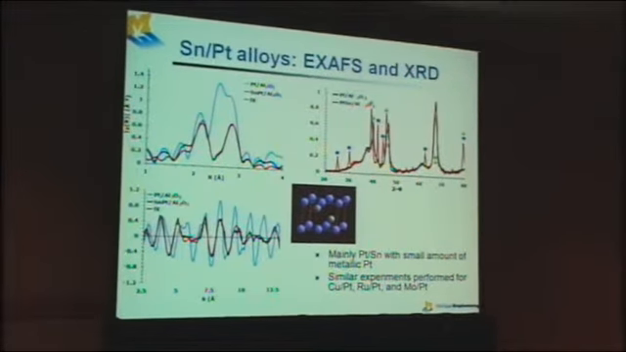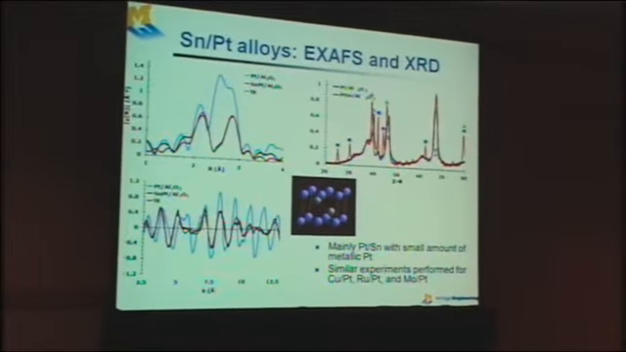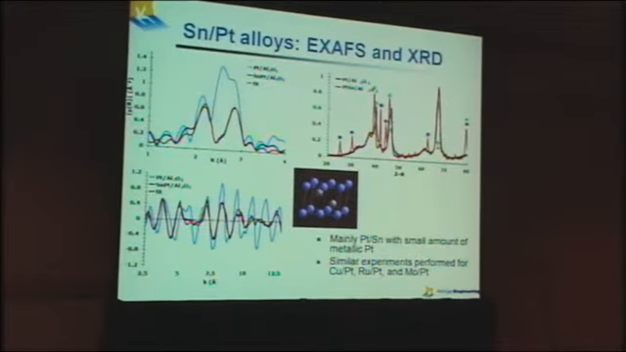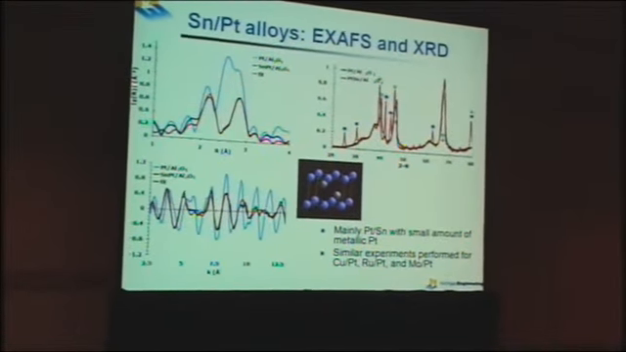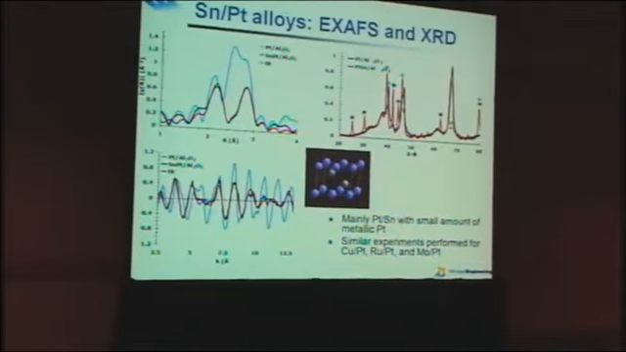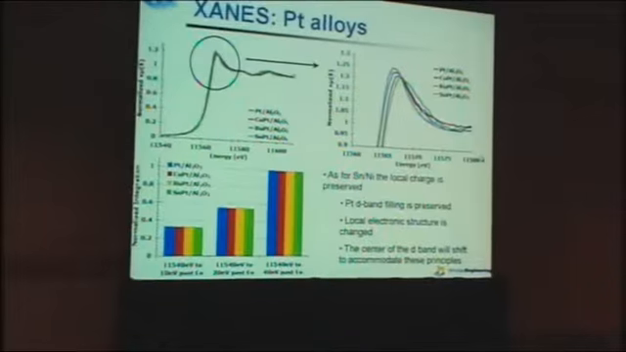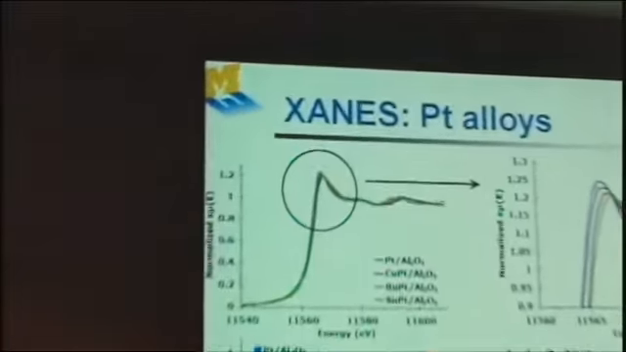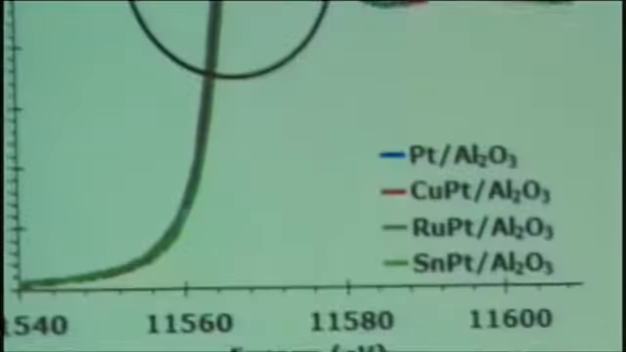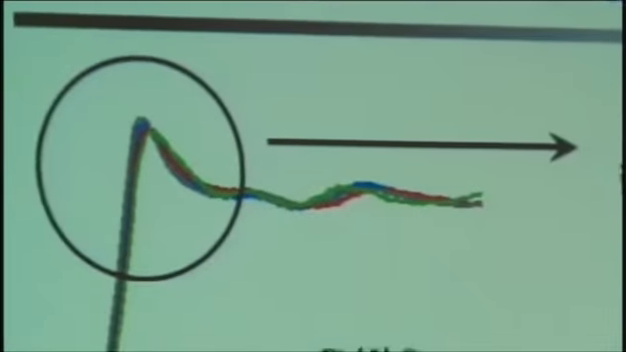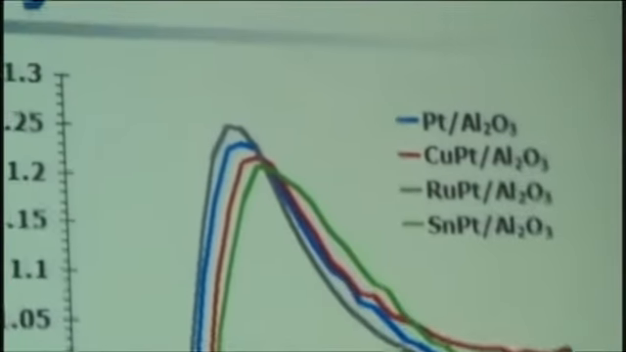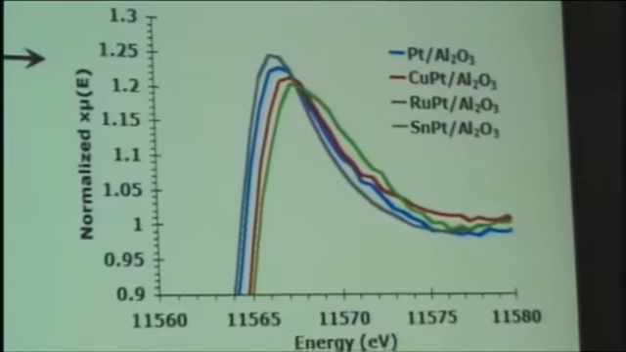You can also use XRD to establish alloying, and you can see clearly that the XRD of pure platinum particles and of these Sn platinum particles are significantly different from each other. Now, if we look at the near-edge region, just the states above the Fermi level localized in platinum, we see that there are also changes taking place as we form these alloys. These changes are manifested in either broadening or narrowing of the d band, and the onset of this edge also moves a little bit depending on what alloy we are dealing with.